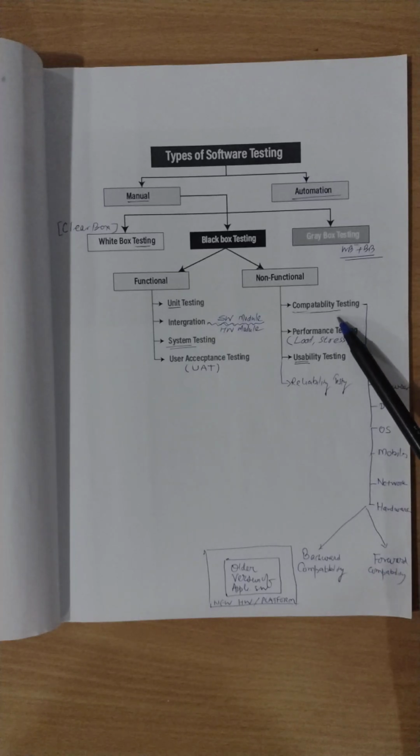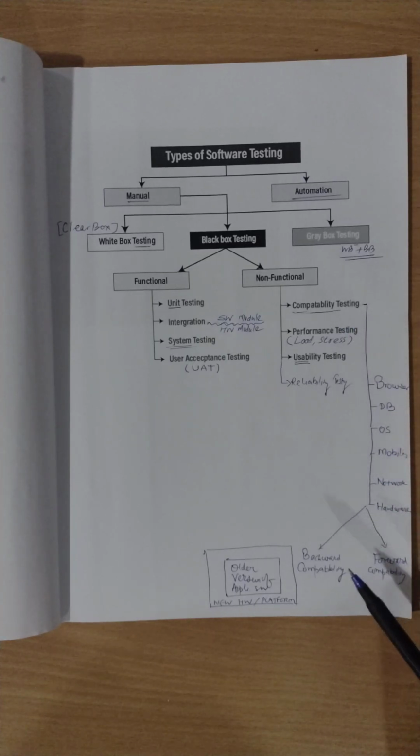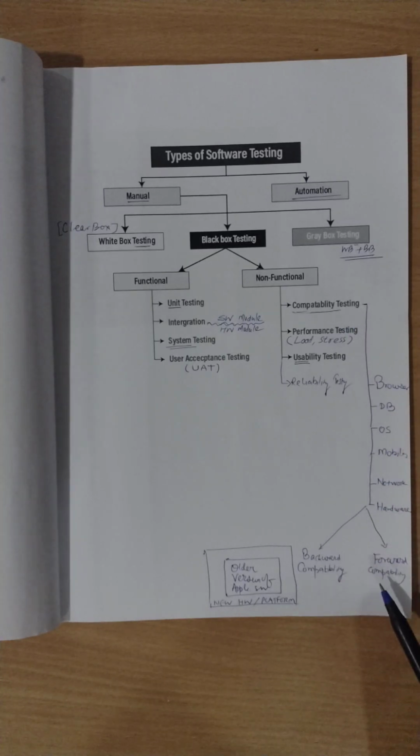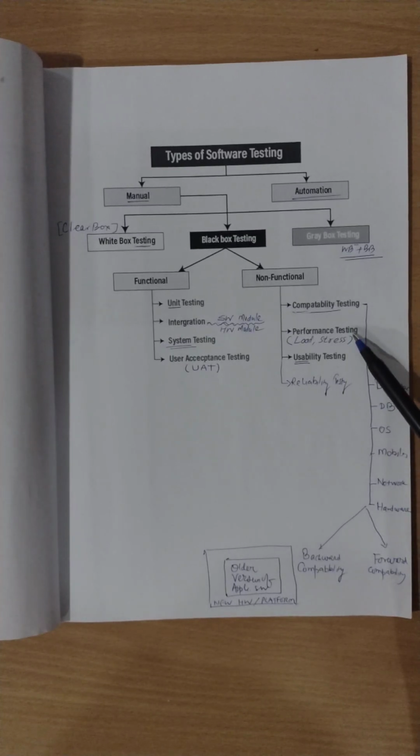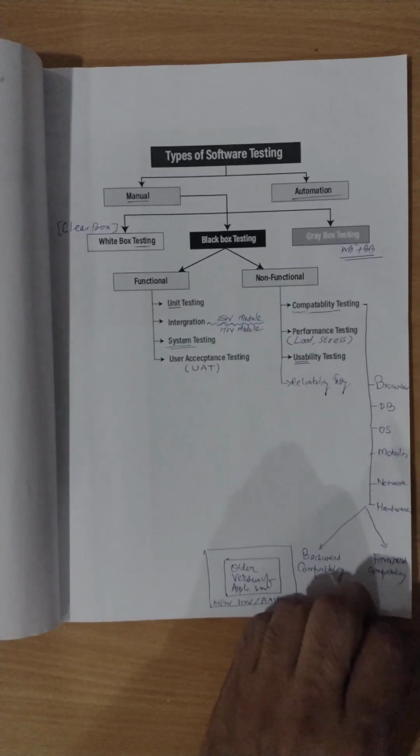In compatibility we have backward compatibility and forward compatibility, where we check the browser, database, operating system, mobile network, hardware and all these things. In performance testing we have load and stress testing and like that.